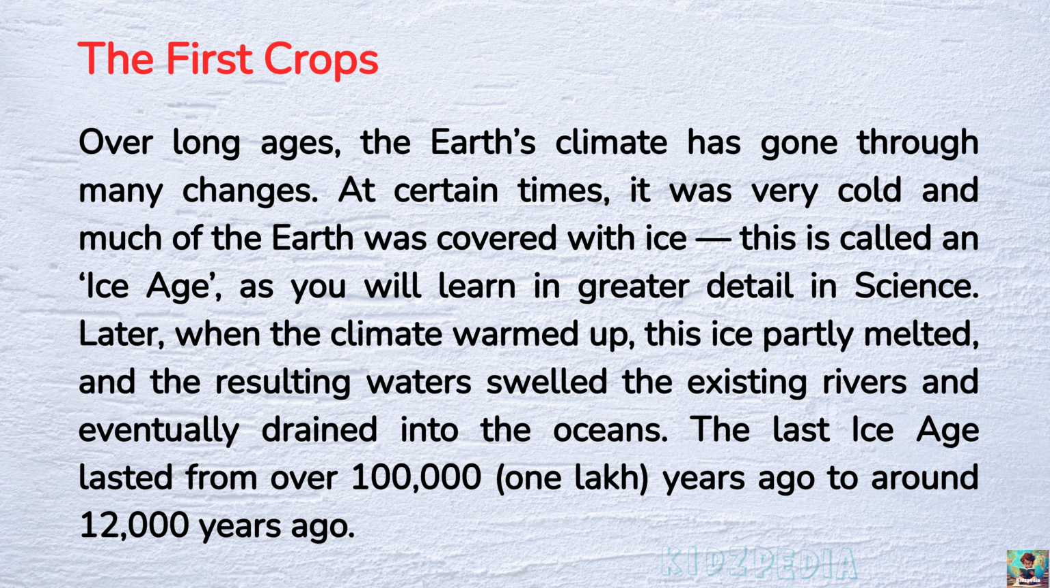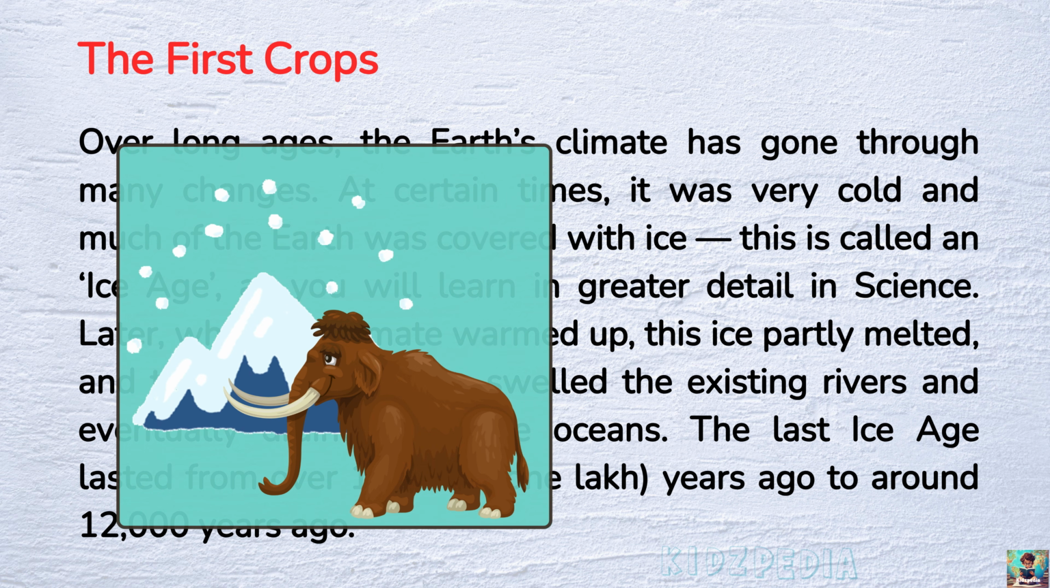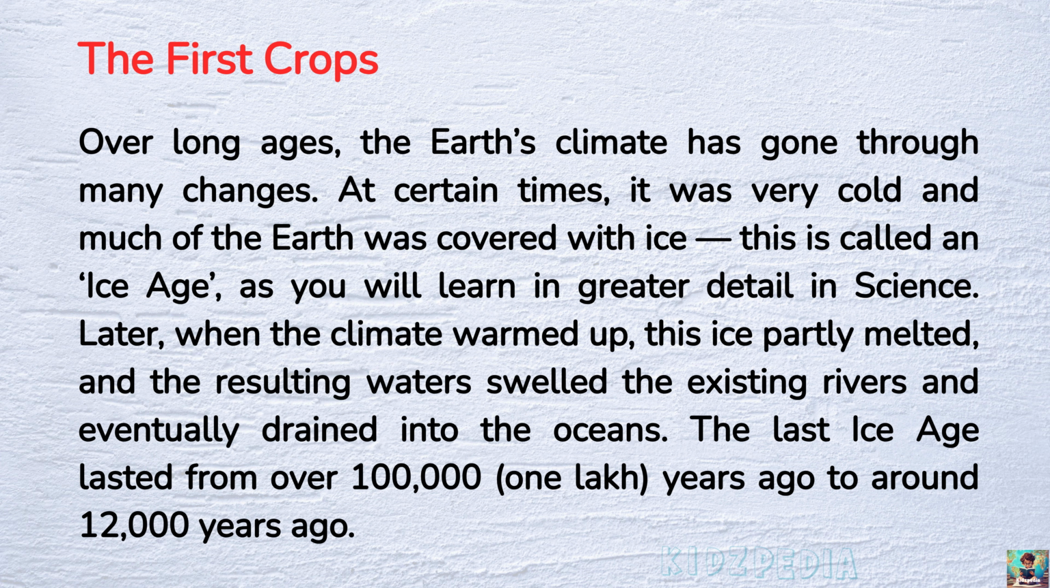So, over many years, the Earth's climate has changed a lot. Sometimes it got very cold and large parts of the Earth were covered with ice. That time is called an ice age. Later, when the Earth became warmer, some of the ice melted, causing rivers to get bigger and flow into the oceans. The last ice age lasted from about 1 lakh years ago to around 12,000 years ago.